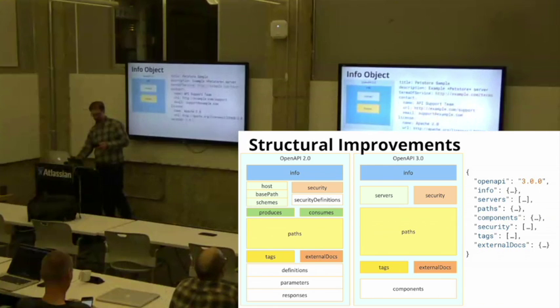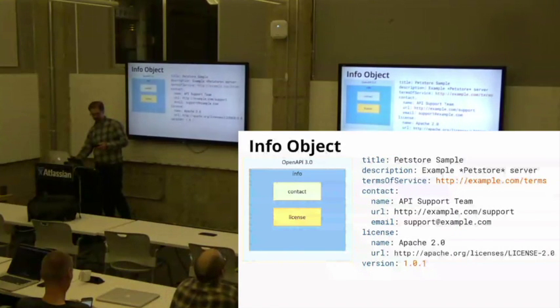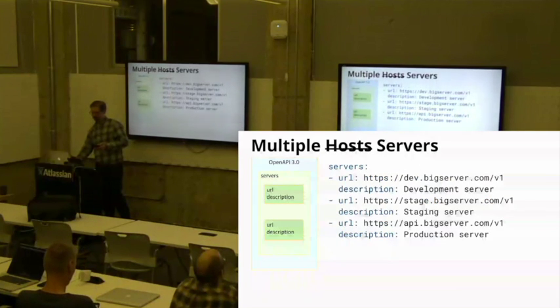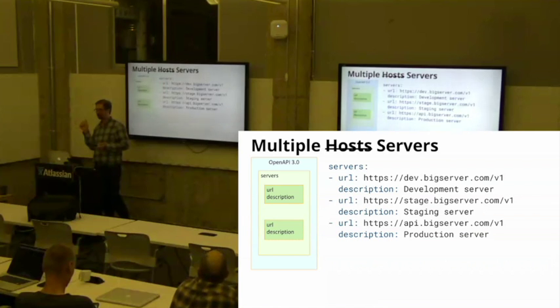All right. I mentioned YAML 1.2. Another big thing at the top level, the info object, is support for multiple hosts. We used to have, for instance, the ability to define the scheme. If you were supporting both HTTP and HTTPS, you could define that in OpenAPI 2.0. But a lot of people wanted the ability to say, look, I've got different environments for all these servers, and there was no mechanism to do that. So now you can define multiple servers.